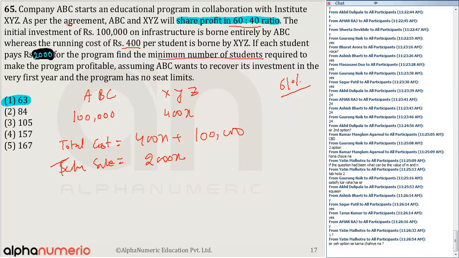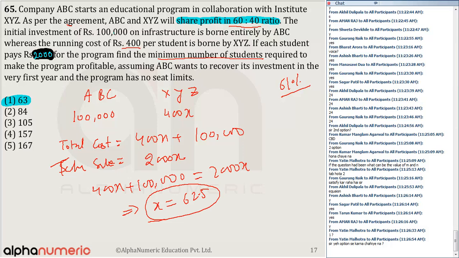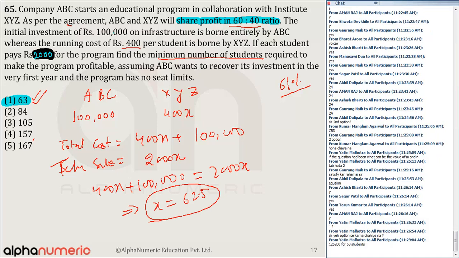If the program is profitable, that will happen only when the initial investment that has been made can be recovered. So the cost can be recovered at what value? In that case, total sales, that is 400x plus 1 lakh, is equal to 2000x. By solving this, you'll get x approximately equal to 62.5. So if x is 62.5, the entire cost will be recovered. So the minimum number of students needed here is option 1, which is 63. For the minimum profit, at least 63 students are needed.